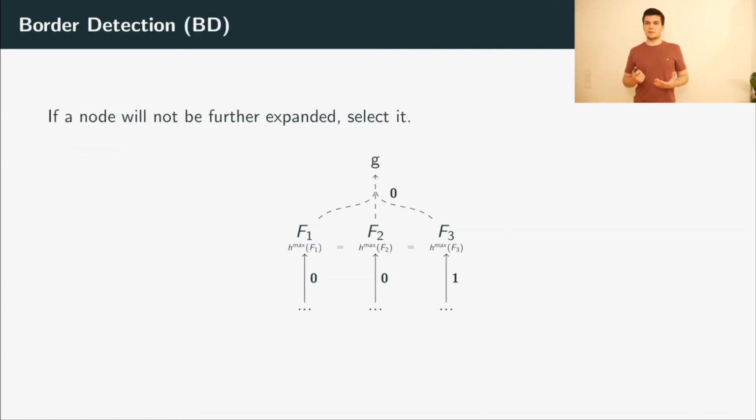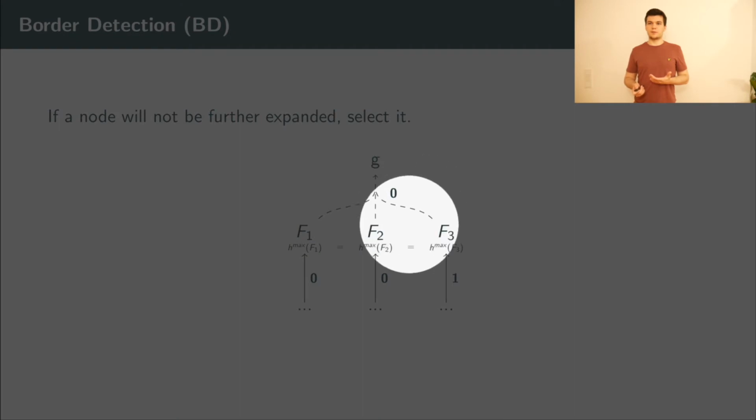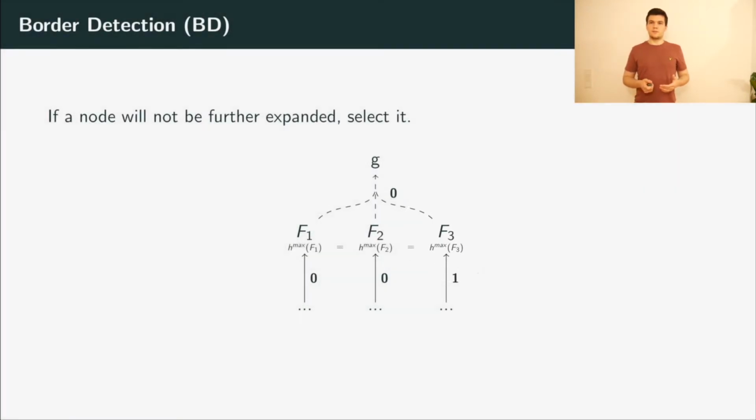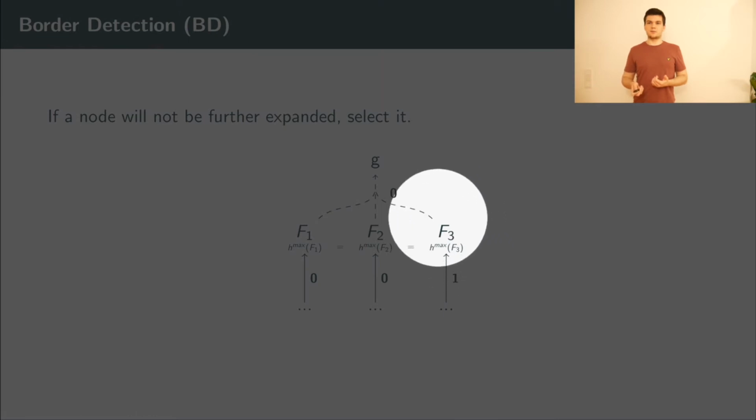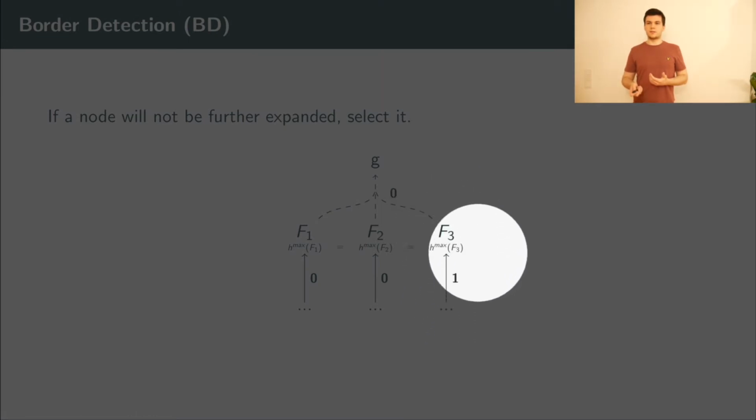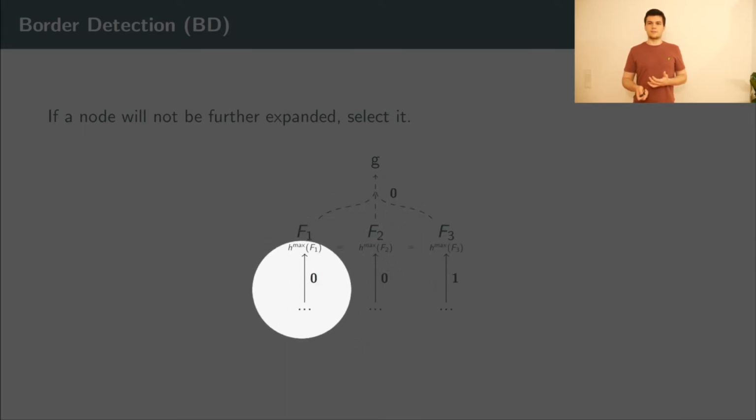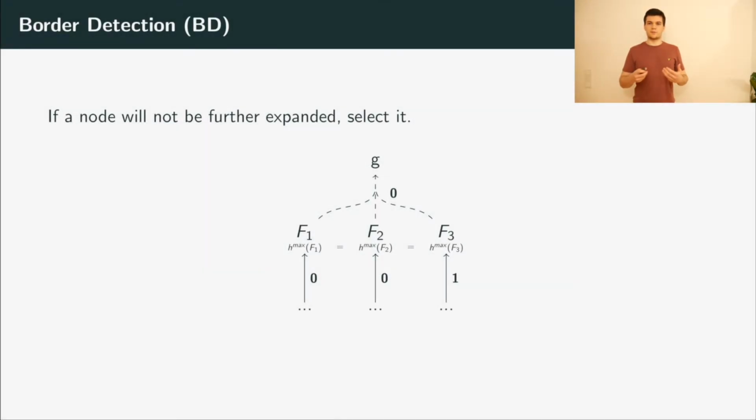One criterion that we introduced was called border detection, which just means that we want to select a precondition when we do not expand the goal zone further with it, when it finds a border of the goal zone. And in this case, this would be f3, because here we do not expand the goal zone further from f3, but with f2 and f1 there are zero cost actions, so we would further expand it.